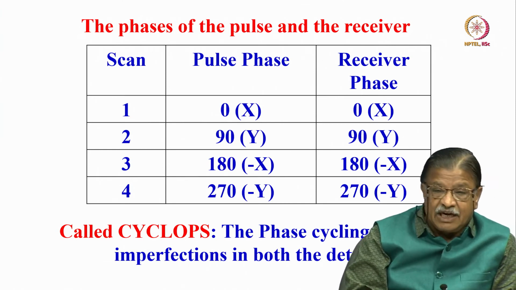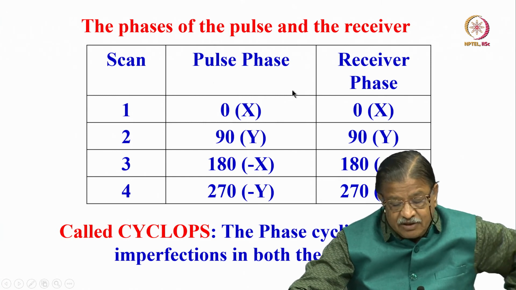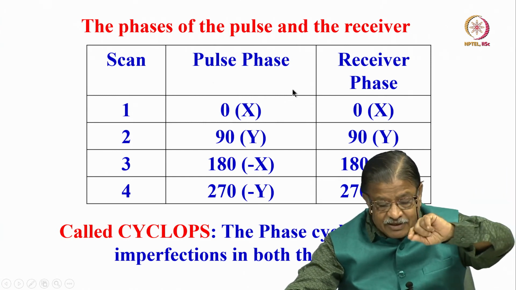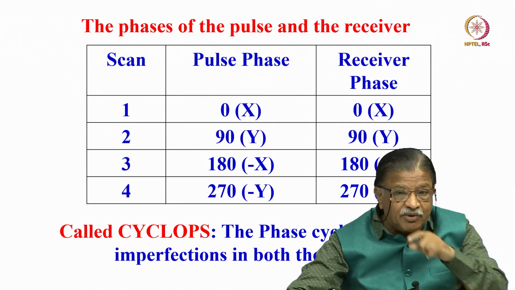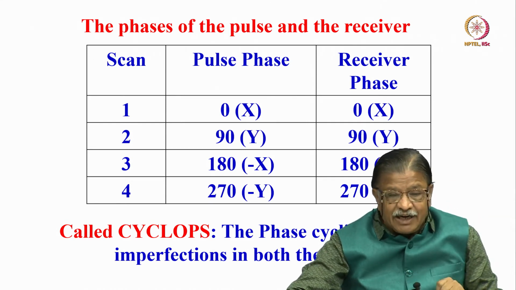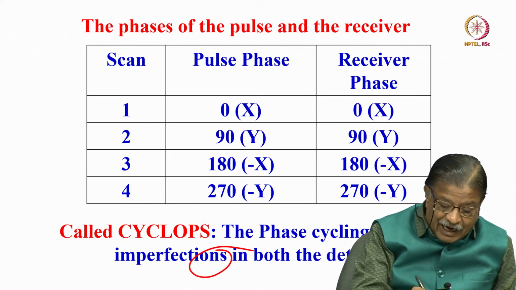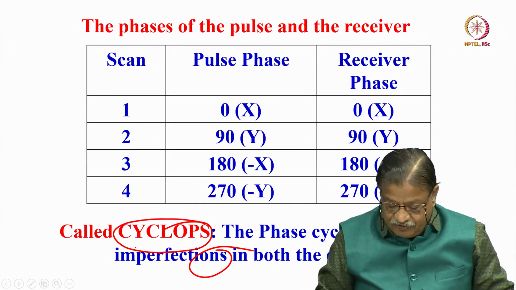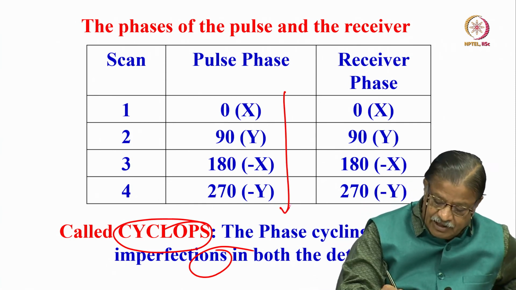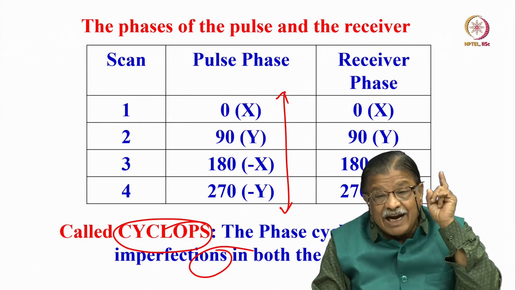This also has an advantage. I am moving the pulse in different axes from plus x, y, minus x, minus y. Accordingly, the receiver also is moved. So every time we are coding the data, and if there are any imperfections, they will be removed. And this is a phase cycling called CYCLOPS. CYCLOPS is a phase cycling, a 4 pulse cycle in which transmitter phase and receiver phase are identical.